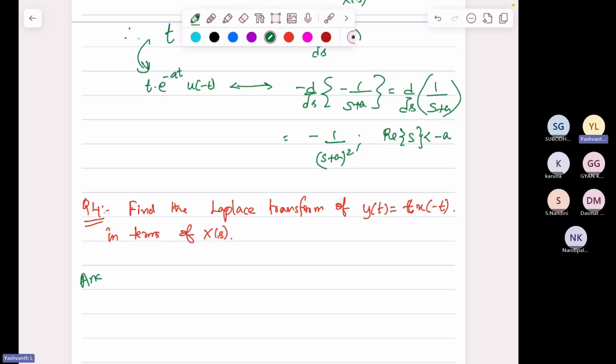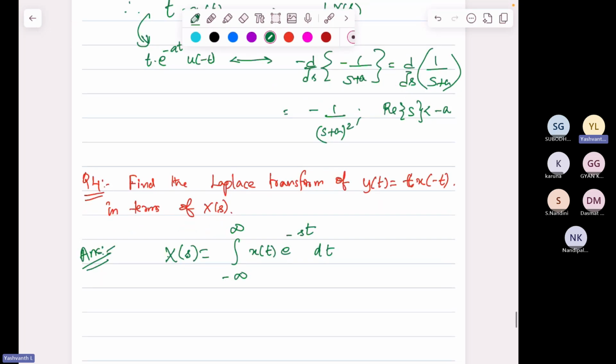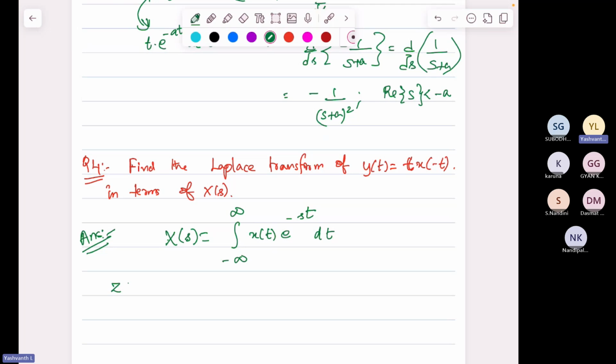Let's do this. What is the definition of Laplace transform? X of s is nothing but the integral from minus infinity to plus infinity of x of t e power minus st dt. Now, just to avoid confusion, let me denote z of t equal to x of minus t. What is capital Z of s? It's the integral from minus infinity to plus infinity of x of minus t into e power minus st dt.